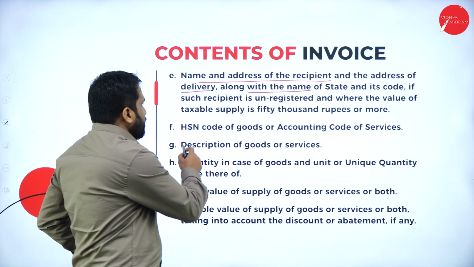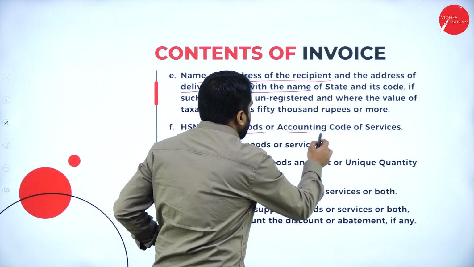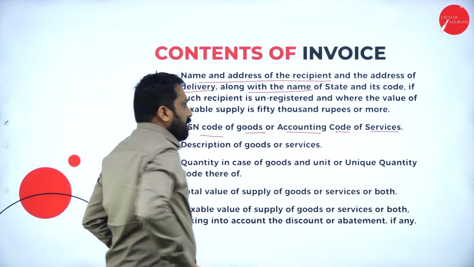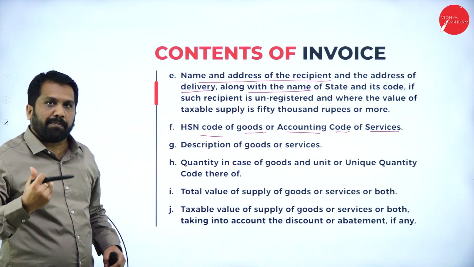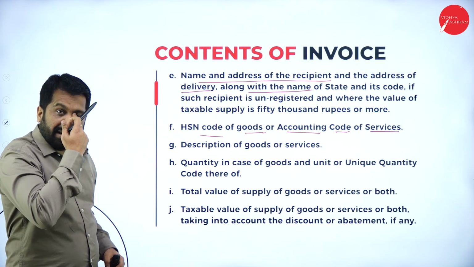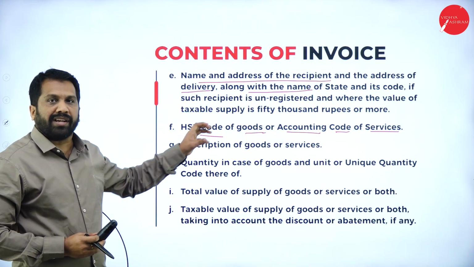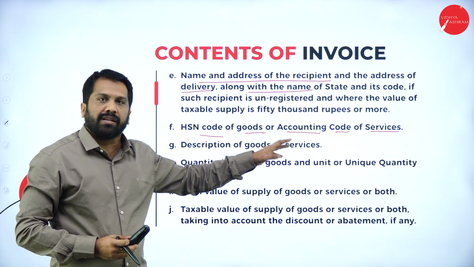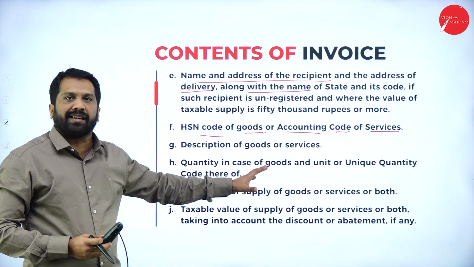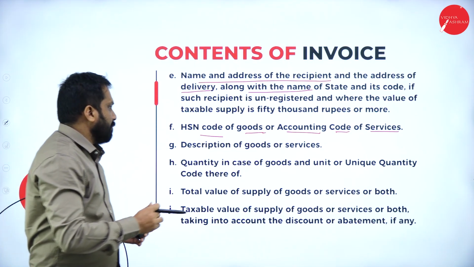Then the HSN code of goods or accounting code of services. So every industry, for their particular commodity or product, makes some unique codes, unique numbers. That identification number should be there on that particular invoice.